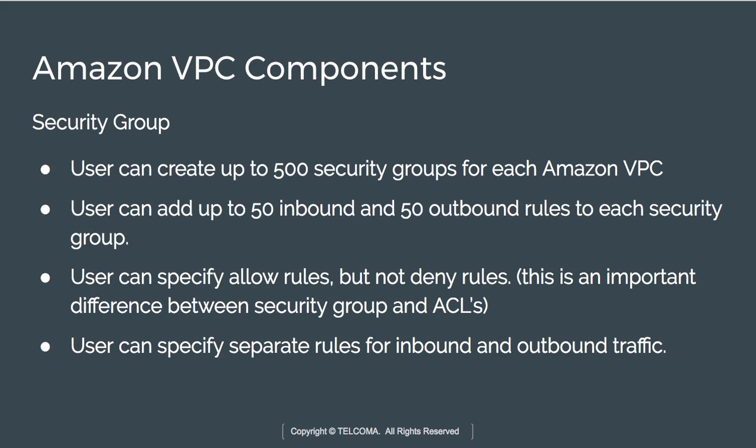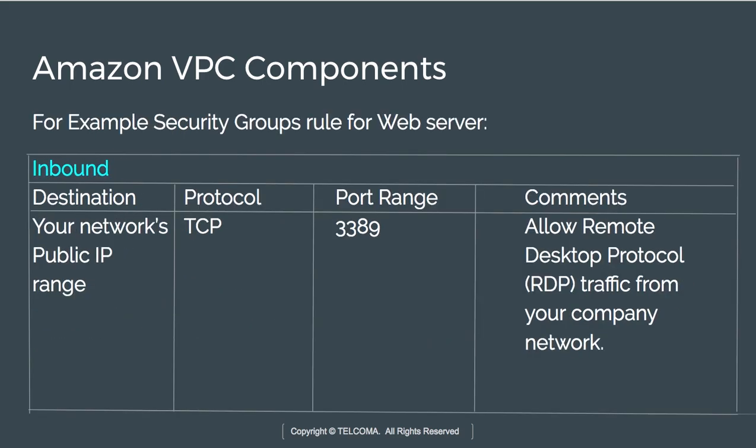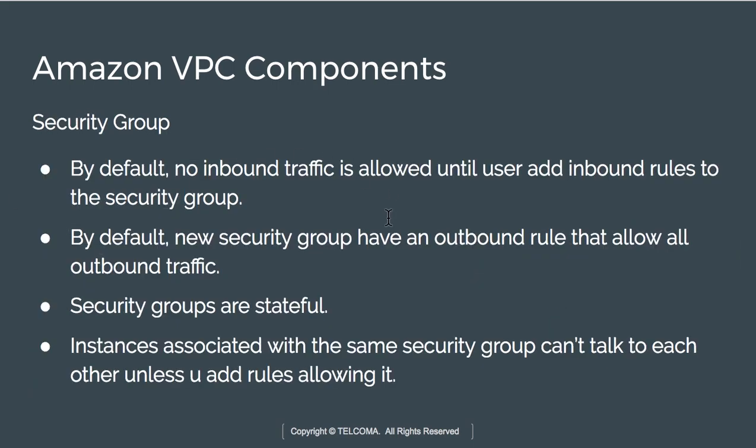Now the user can specify allow rules but not deny rules. This is an important difference between the security group and access control list, that here we can specify allow rules but cannot specify deny rules. So the user can specify separate rules for inbound and outbound traffic, as we have seen in the examples that we have specified a different rule for inbound and outbound. By default, for the default security group, no inbound traffic is allowed until the user adds inbound rules to the security group.